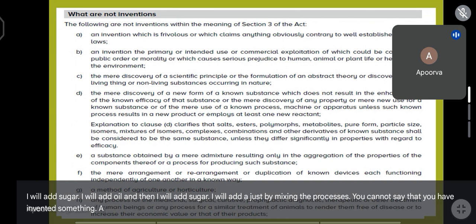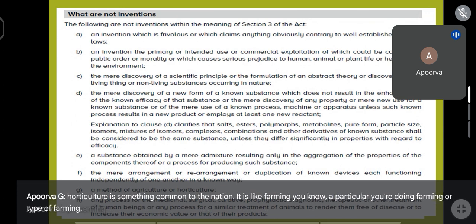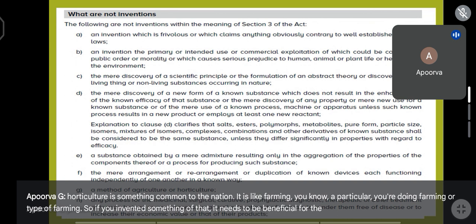A method of agriculture or horticulture cannot be called an invention, because agriculture and horticulture is something common to the nation. It is like farming, a particular type of farming. So if you've invented something of that kind, it needs to be beneficial for the entire country. So that's why it cannot be called an invention.